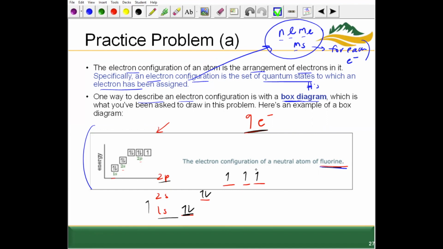First, all of these are unpaired. Do not pair within a subshell until you have to. 1, 2, 3. Now we have to pair. This is going to be 4, 5. It's somewhat arbitrary which one we pair. We do usually denote it from left to right. So I paired this one, then this one. This one is currently unpaired. And we've used up the 9 electrons of fluorine. So again, we can take any element and draw a box diagram just like this one. And we'll practice doing that for phosphorus.